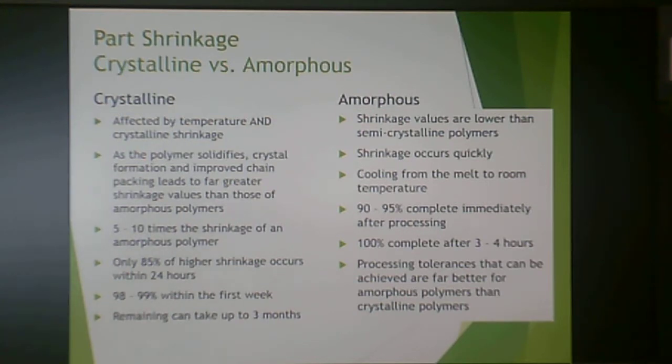Now with amorphous polymers, your shrinkage values are much lower. Shrinkage occurs very, very quickly, and all of the shrinkage occurs going from cooling of the melt to room temperature. So 90 to 95% happens immediately after processing, and 100% is complete within 3 to 4 hours. So your processing tolerances for an amorphous polymer are much better than for semicrystalline polymers because of crystalline shrinkage in a semicrystalline polymer.